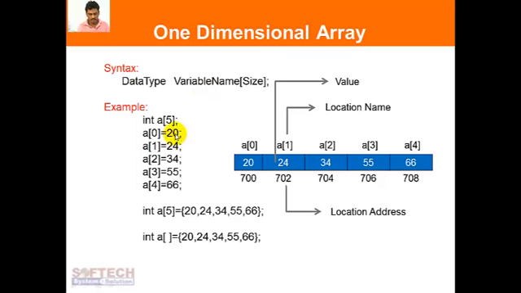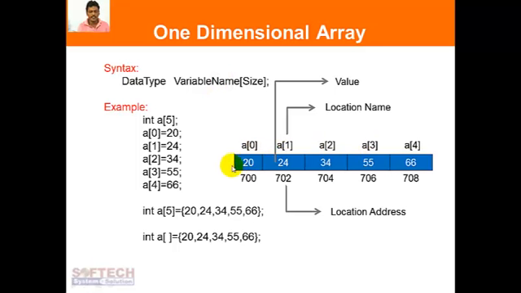A of 0 equal to 20. Now the value 20 is assigned to the 0th location of A. Then we assign 24, 34, 55, 66. So all values are assigned to the appropriate locations. A of 0, A of 1, A of 2, A of 3, A of 4 are location names. A is the variable name for the whole memory. So there is only one variable name for the whole memory, but each and every location has a specific location name. This is the index value. A of 0 is the 0th index, then A of 1, A of 2, A of 3, A of 4.